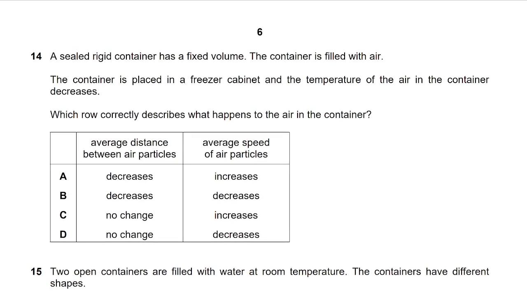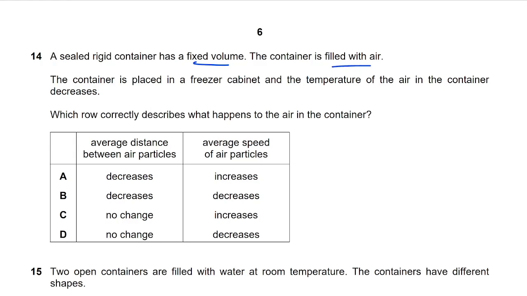We move on to number 14. Number 14 looks like it's about volume, it's about air. So here you're talking about diffusion. Here you can talk about air particles, speed of air particles, and so on and so forth. Okay, so it says a sealed rigid container has a fixed volume. The container is filled with air. The container is then placed in a freezer cabinet and the temperature of the air in the container decreases.